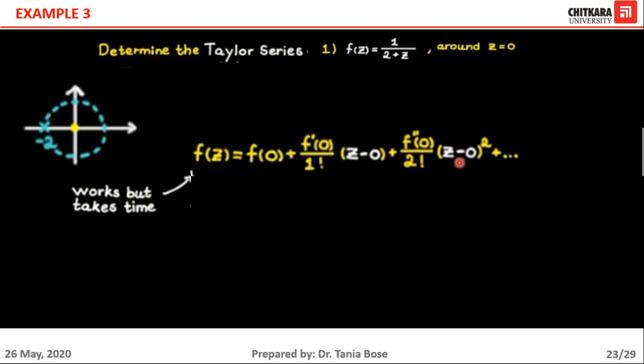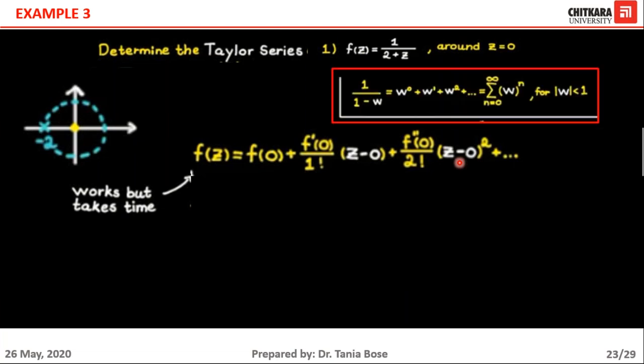And what is that shortcut now? Listen to me very carefully. You have done binomial, so this result was done there. 1 upon 1 minus w is equal to, w naught is the same as 1, so you can also write this term as 1. So 1 upon 1 minus w is equal to 1 plus w plus w square plus so on. So this is equal to summation n going from 0 to infinity w raised to power n, right?